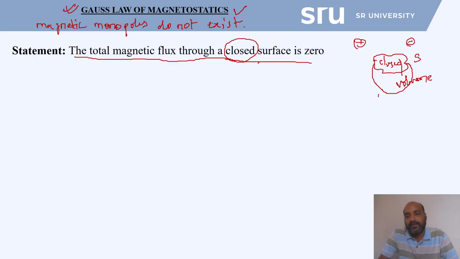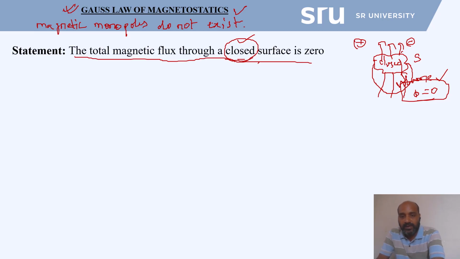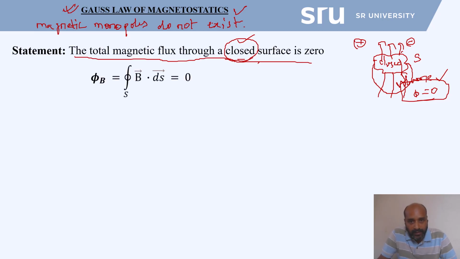So if any magnetic field lines are passing through a surface, and that surface is closed, of course flux is there, but the net flux will be equal to what? Zero. This is possible only for closed surfaces. So don't ignore this particular term. What does it mean? You can represent that in equation format.